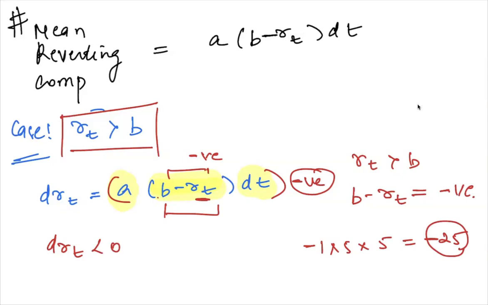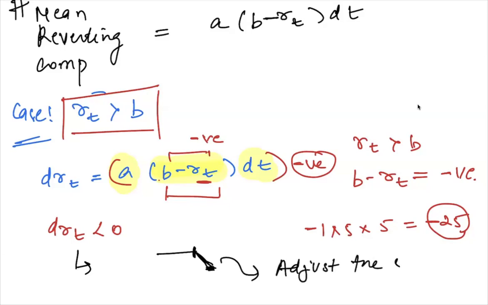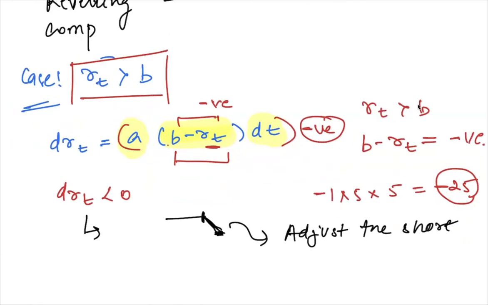So what will happen if the change in interest rate is negative? See, if the interest rate is like this at this point and the change in interest rate is negative, it will move downward. Okay, so what will happen? It will adjust the short rate process. Short rate is nothing but dRT. This is the short rate.